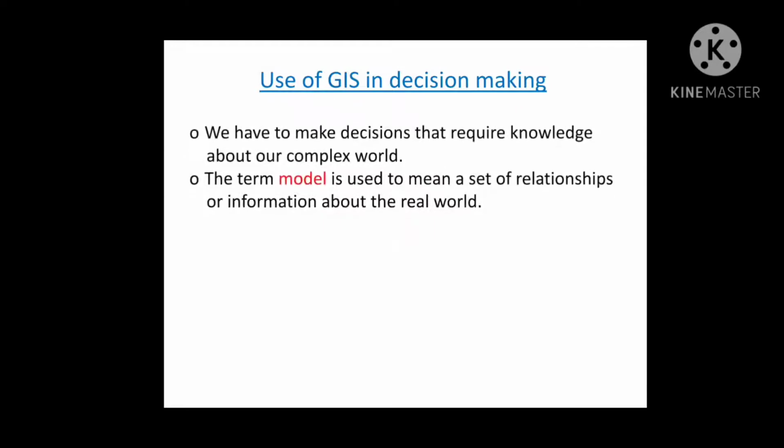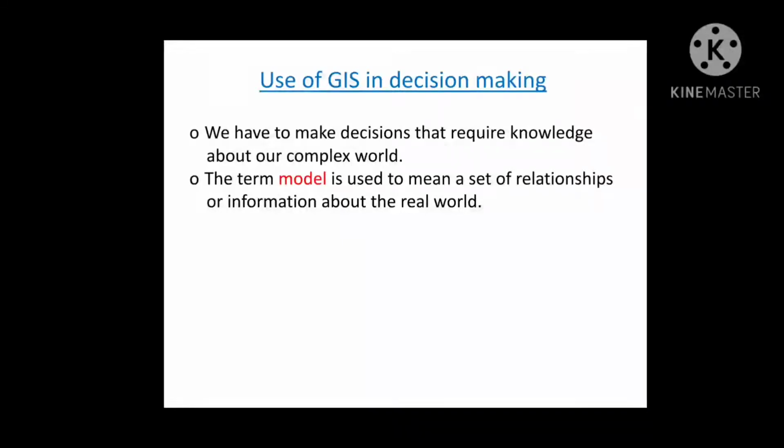We have to make decisions that require knowledge about our complex world. Because we don't have complete knowledge, we are used to making decisions with incomplete information. We select relevant information to remember and record. Using this selection process, we create a conceptual model of our world.